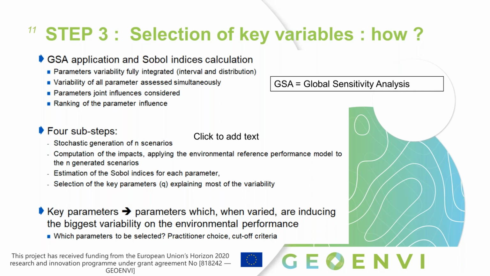Then once you have done that, you can use the Sobol indices to help you understand which are the ones explaining most of the variability. And so you have a hierarchy among your variables. And so you are able to choose the first, I would say, 4 to 5 ones explaining most of the variabilities. So key parameters are the ones that, when varied, induce the biggest variability on the environmental performance.